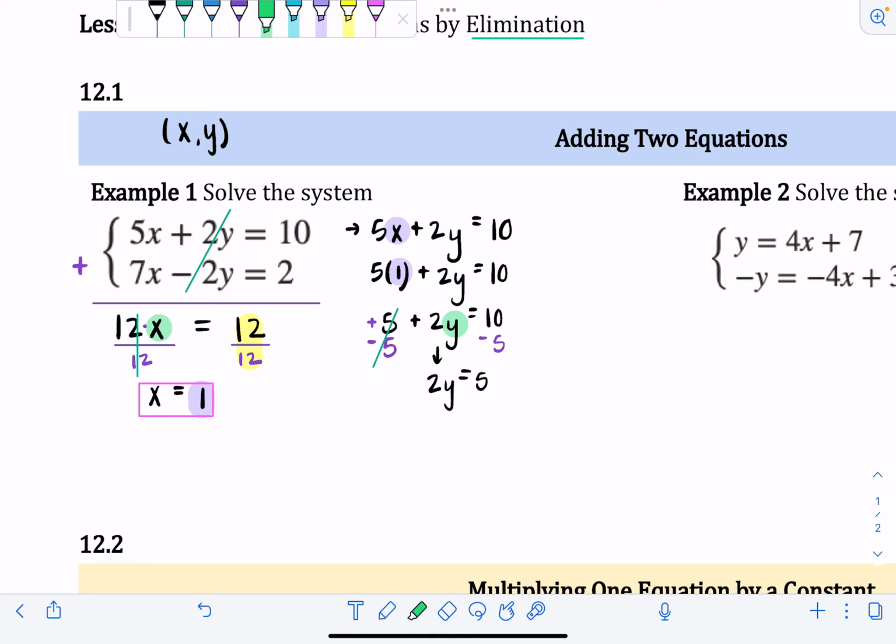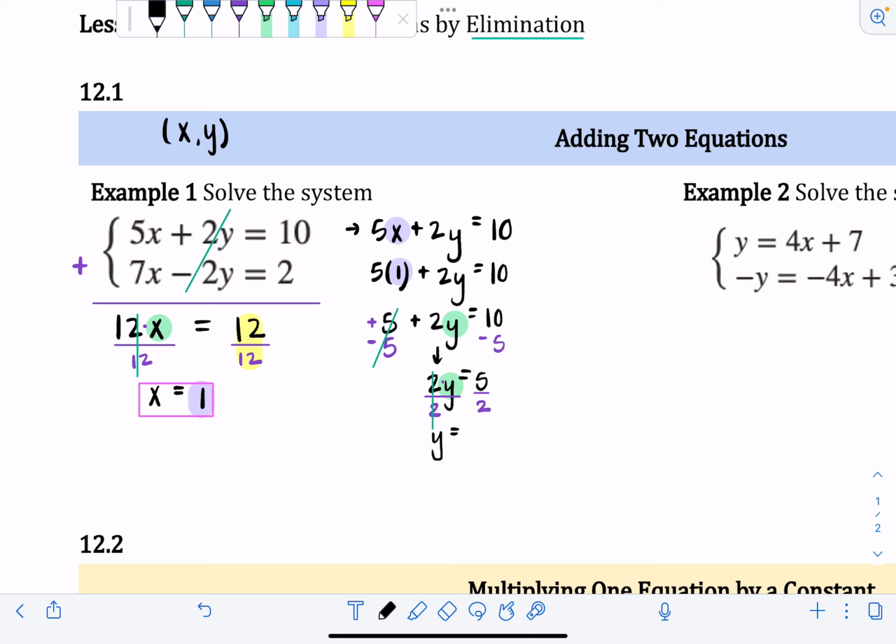From there, still the same goal, trying to get y by itself. It's a 2 times y, so to undo multiplying by 2, I would divide both sides by 2. 2 divided by 2 is 1, so this becomes 1y, but we don't need to write the 1 in front. And then 5 divided by 2, we can't divide it evenly, so you can put it as 2.5.